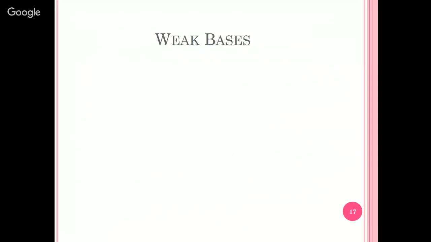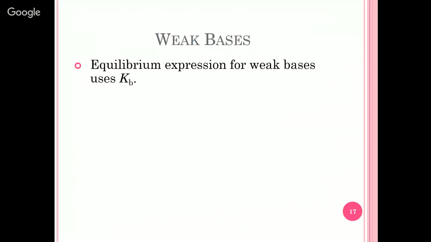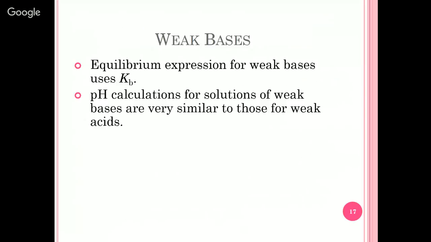So we've talked about weak acids. Now let's look at weak bases. We can use the equilibrium expression for a weak base, and we use Kb as our equilibrium constant. Your pH calculations are very similar to how we set up our tables for weak acids. You're going to do an ICE table, starting with initial concentrations of your weak base. One of your products is the hydroxide ion, and your other product is your conjugate acid.